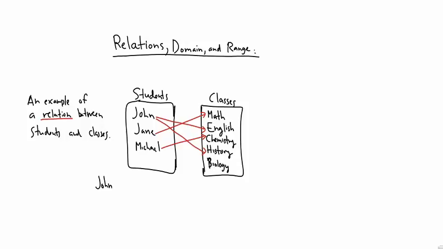Let's take a look at this relation. We see that John is associated with not one, but two classes.